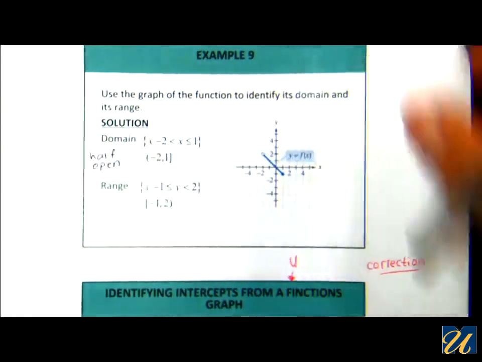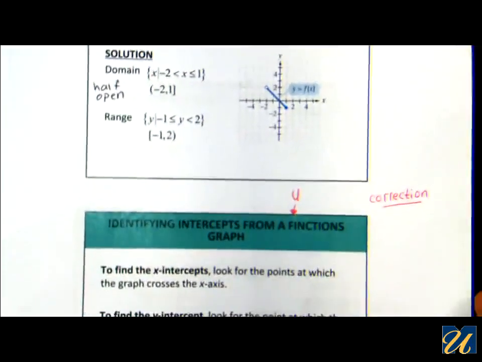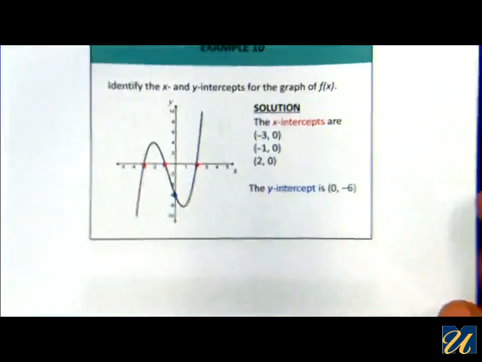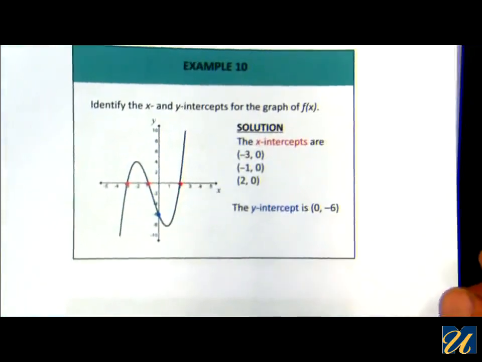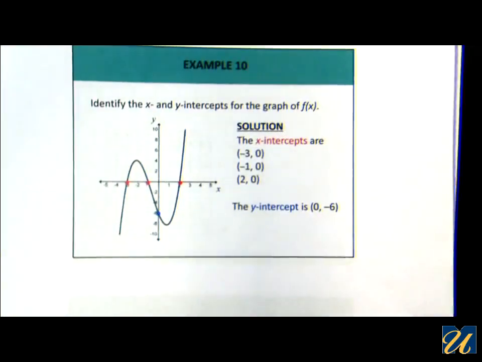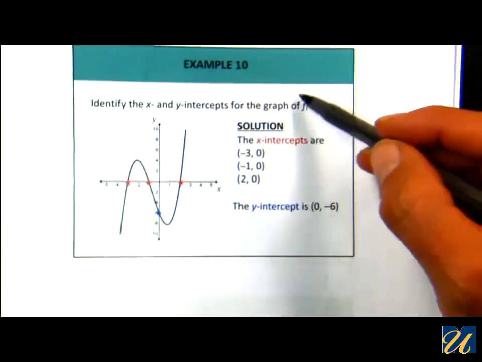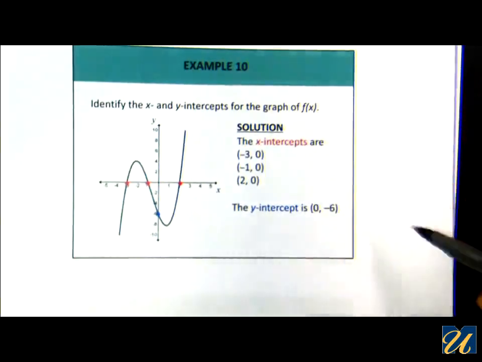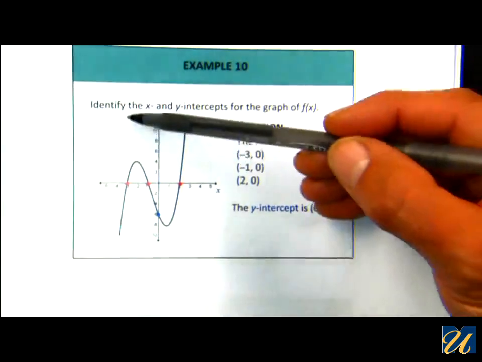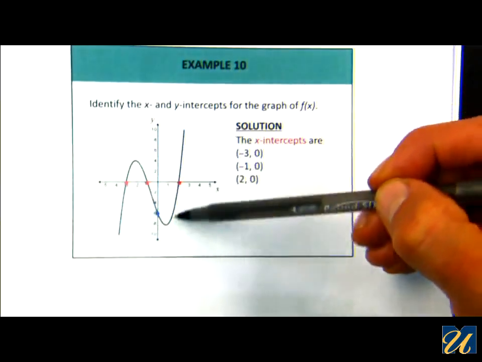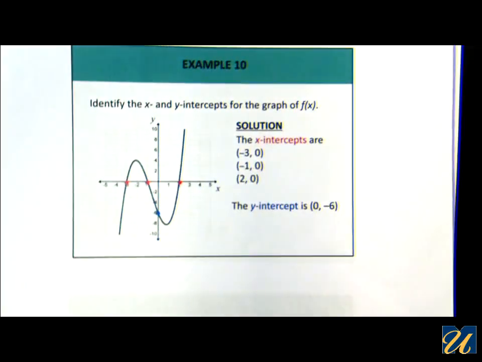Okay. Let's take a look at identifying intercepts by looking at graphs. This is best done by showing an example. Identify the x and y intercepts for this particular graph of f of x. Now, when you write f of x notation, that means the graph is a function, which means it does pass the vertical line test. You can see any vertical line drawn would only intersect the graph at most once. So this is indeed a function.